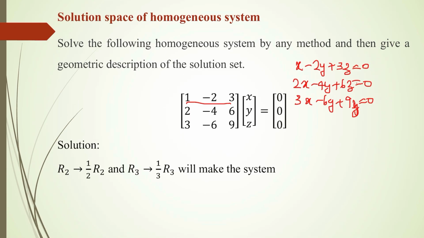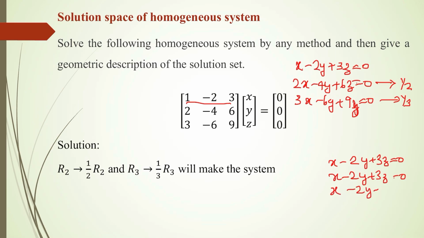Now what I am going to do is, I will multiply the second equation with 1 by 2 and the third equation with 1 by 3. So that I will get x minus 2y plus 3z equal to 0. Again the second equation will be x minus 2y plus 3z equal to 0. Then again I have x minus 2y plus 3z equal to 0. All the equations are the same now.